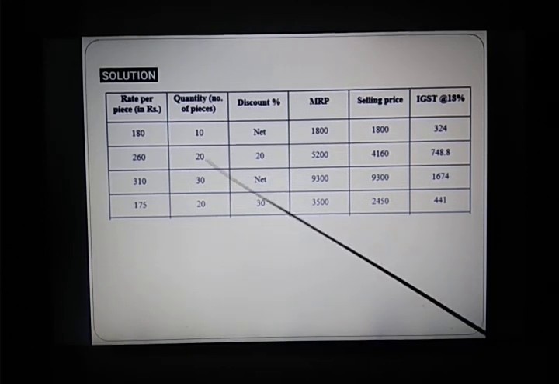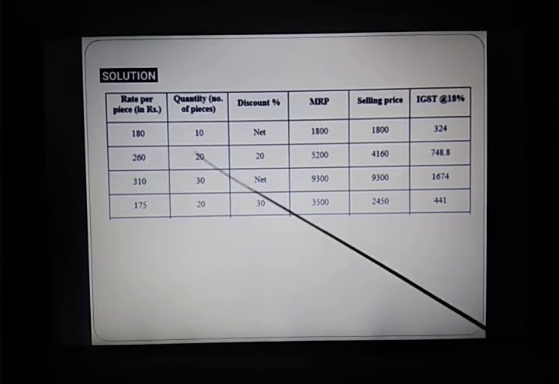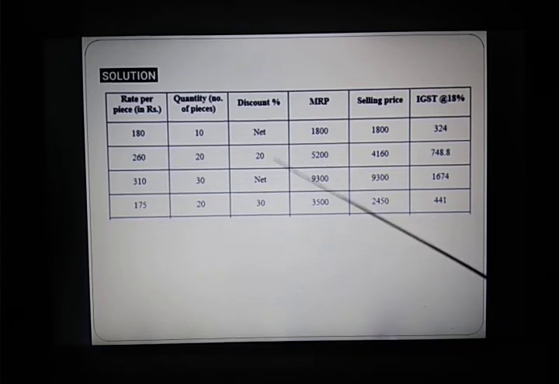Now similarly you have 20 pieces whose price per unit is given to be this much, so your MRP will be this into this, which will be this much. Now there's a discount of 20%, so you have to calculate the selling price, which will turn out to be this much. In this selling price you have to calculate IGST, which is 18%, so your IGST is this much. Similarly you will calculate for these two and you will get your selling price and IGST.